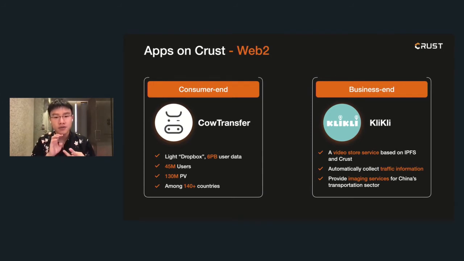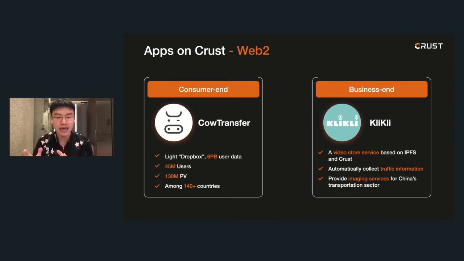There are 2 projects which respectively represent the customer end and the business end. One is CowTransfer and another is Kitty. As for CowTransfer, it's very much like WeTransfer, and it has 6 PB of user data, and it has 45 million users, and its page views are 130 million, and its users are distributed among over 140 countries. And this is for the customer end.